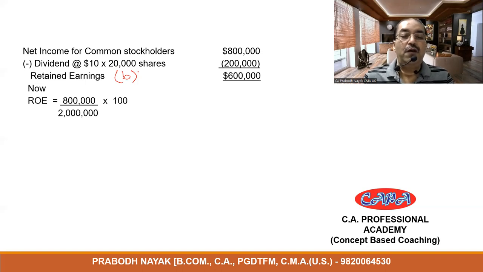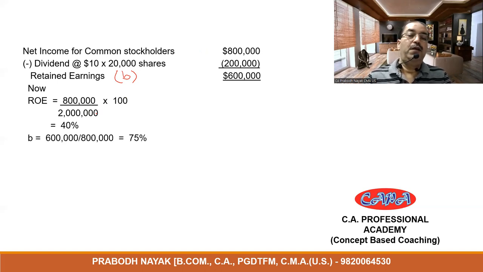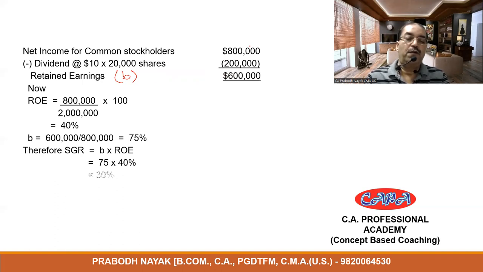Now, return on equity: $800,000 upon total equity capital of $2 million. So $800,000 divided by $2 million equals 40%. What is B? Out of 800,000, we have retained 600,000. So 600,000 divided by 800,000 comes to 75%. SGR is equal to B into ROE. That is 75% into 40%. It comes to 30%. So 30% is the correct option.